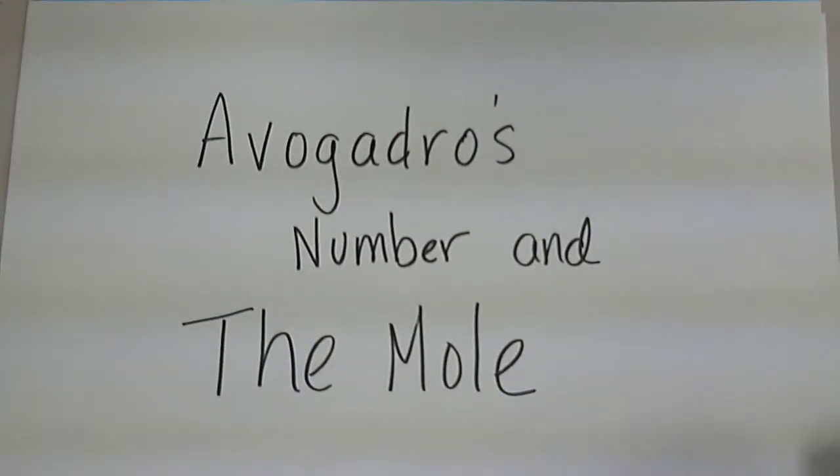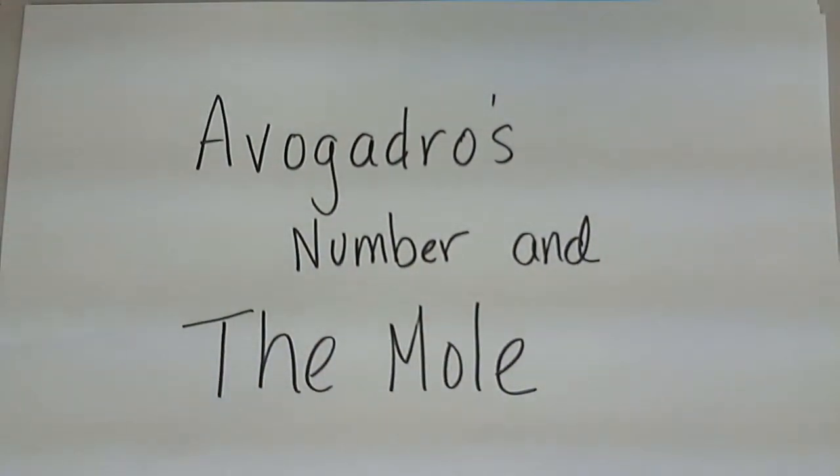Avogadro's number, and the mole. So last class we talked about counting units. In particular, we worked with the counting unit of 1 dozen. We used a dozen to group M&Ms to essentially make counting a large number of them easier. Today, what we're going to be looking at is a counting unit that allows us to work with atoms. Okay?